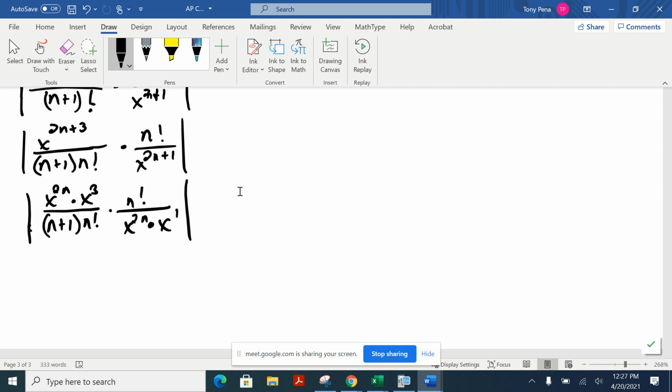And then see what you think your interval would be. Like on what interval would this converge for sure?